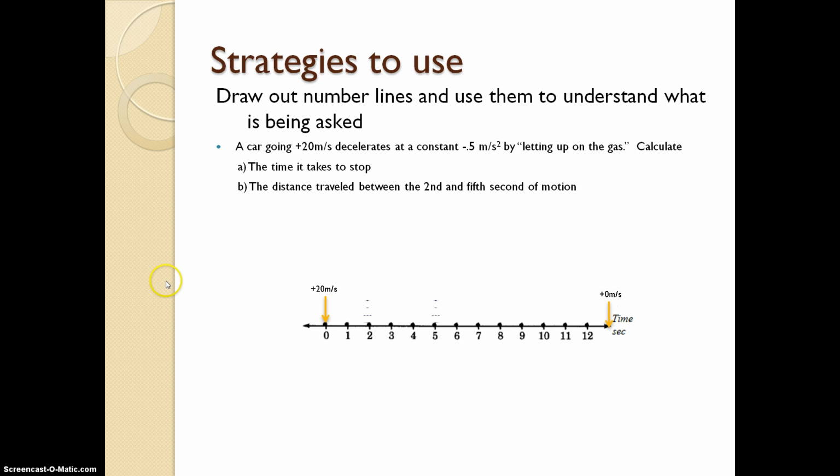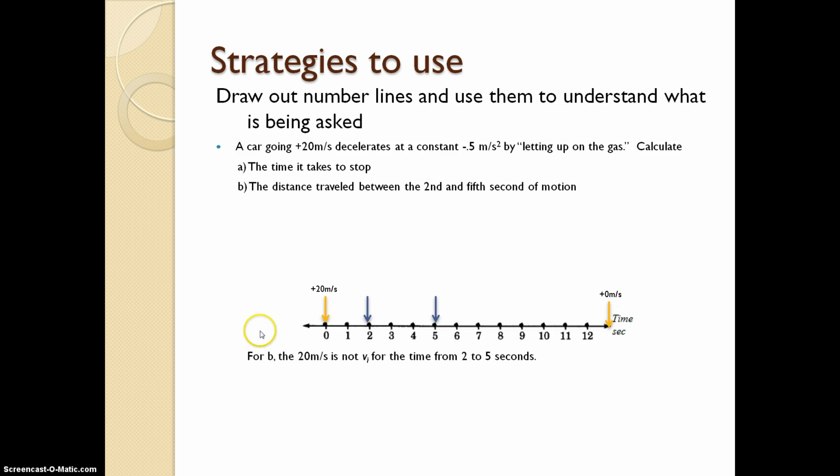But part B is a doozy. Part B is asking me to find how far it is from this arrow to this arrow. And if you notice, I don't really know that much about it. 20 meters per second is not the initial velocity for this time period. So the 2 things I know: the time period is 3 seconds, from 2 to 5, and the acceleration is negative 0.5. If I know one more thing, I can figure out the displacement between these 2. But I don't know any of the velocities that matter here. So I'm going to use a little bit of trickery and my number line.